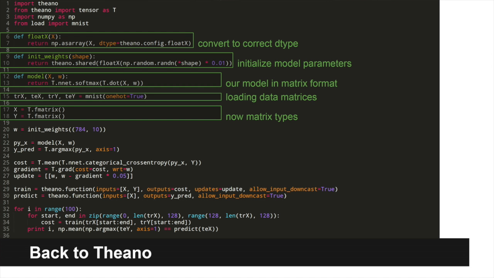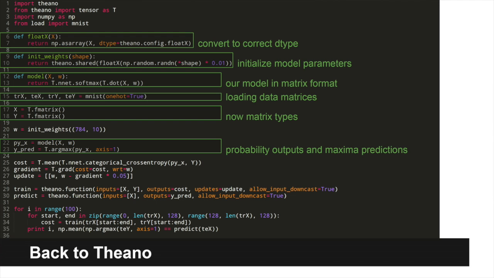So now that we've got that, we've changed our types to be floating matrices, and we now have our P of Y given X, so our probability of the labels given the input, which is what our black box model is trying to do. And then we have our predictions, which would be equivalent to the argmax of the probabilities over the first axis.